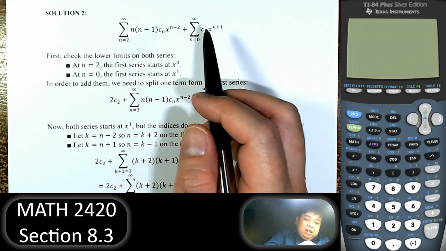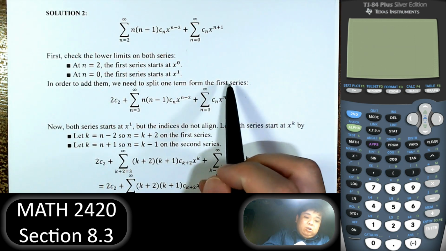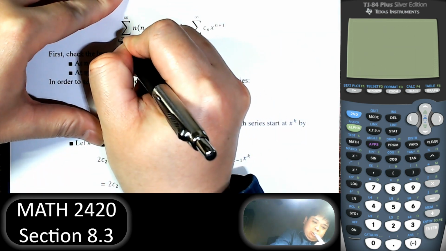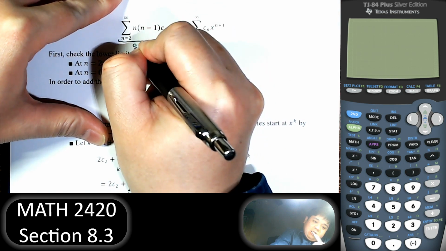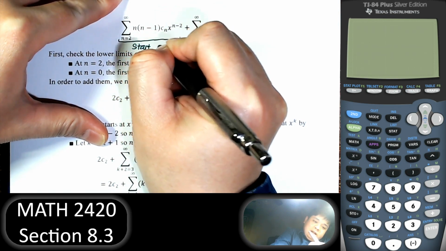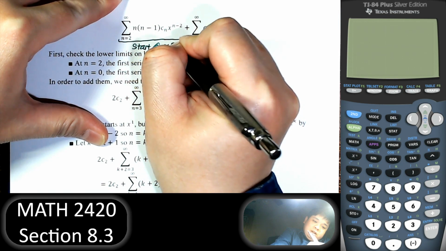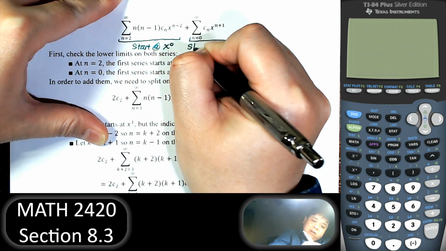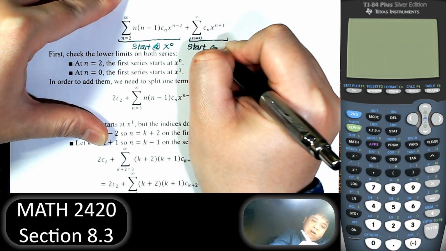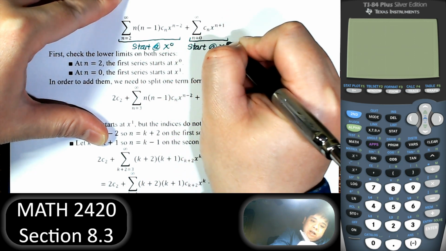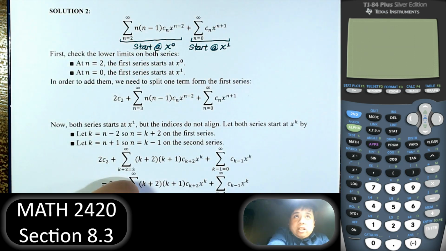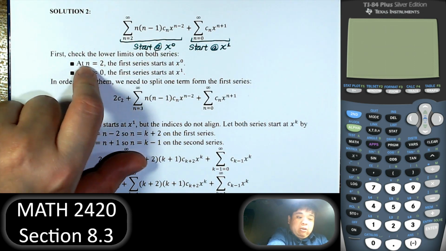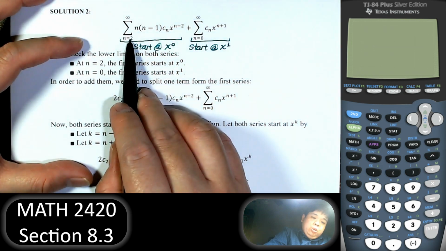Because of that, in order to add them, this one starts at x to the 0 power. This series starts at x to the first power. Once again, if we want them to match, we split one term out of one of them. So we're going to put 2 in here.